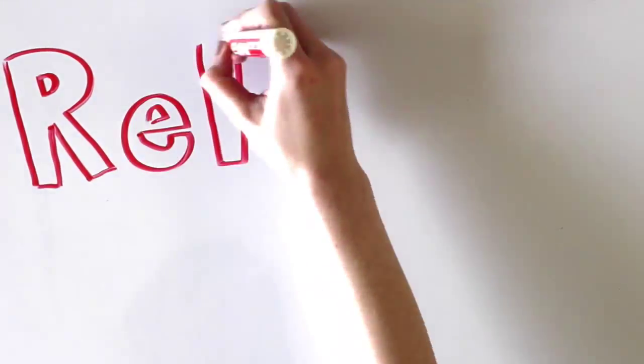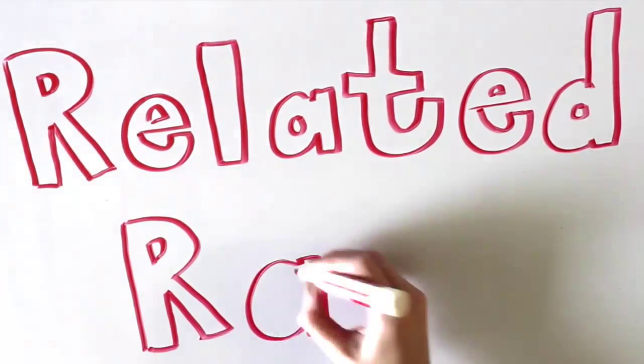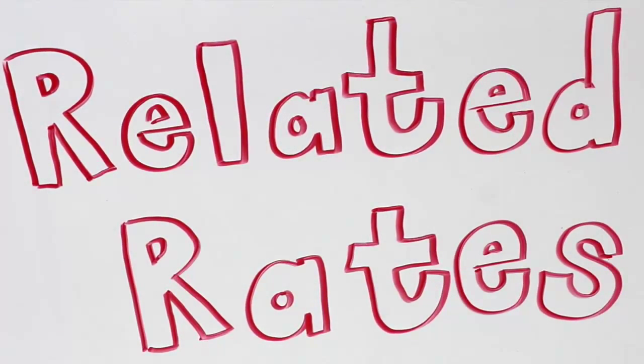In related rates problems, we use implicit differentiation to find the rate at which a certain quantity is changing relative to the known rate of change of another quantity. The easiest way to explain this concept is just to jump right into an example.